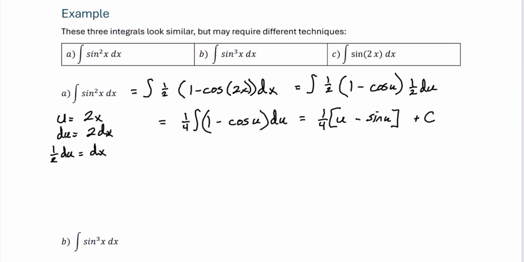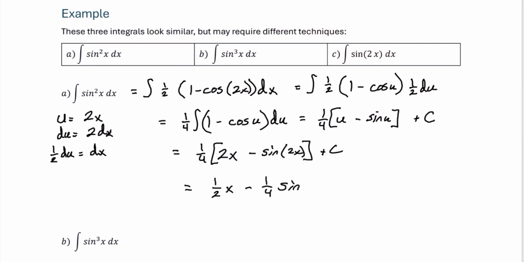We don't want u though. The original variable is x, so we'll need to go back and replace all of that. We have 1/4 times u is 2x minus sine of, replace u with 2x, plus c. Simplifying once again, we can distribute that 1/4. We'll get 1/2 x minus 1/4 sine 2x plus c.